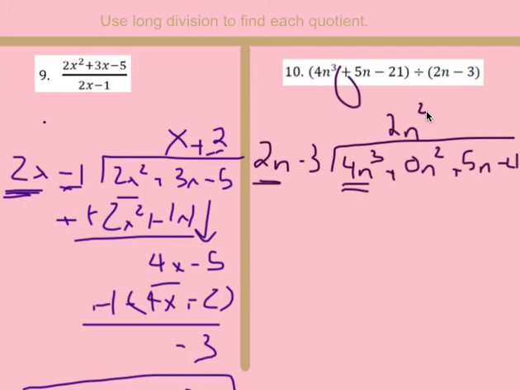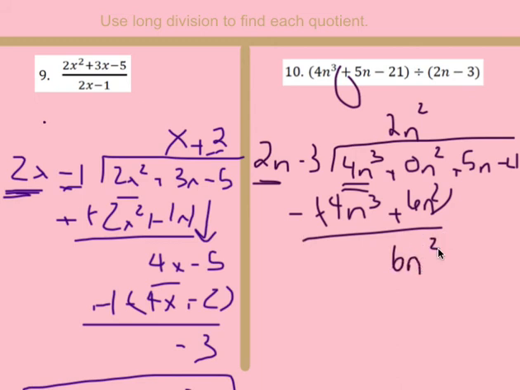So now I need to multiply to get what I need. So 2 times 2 is 4, n squared times n is n to the third, minus 3 times 2 is negative 6, and then we're going to have n squared. So this is being subtracted off. My 4n cubes cancel. 0n squared plus 6n squared is just 6n squared. And then we're going to drop down that 5n.